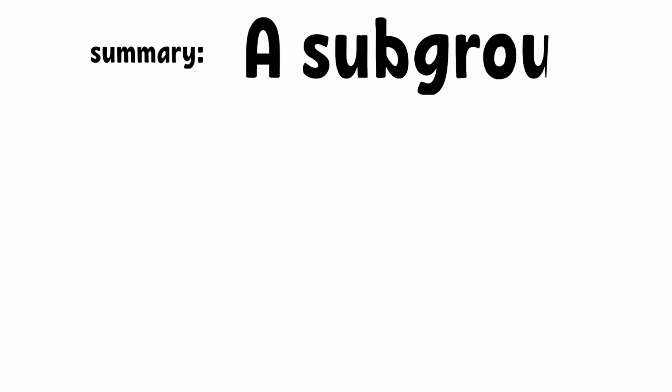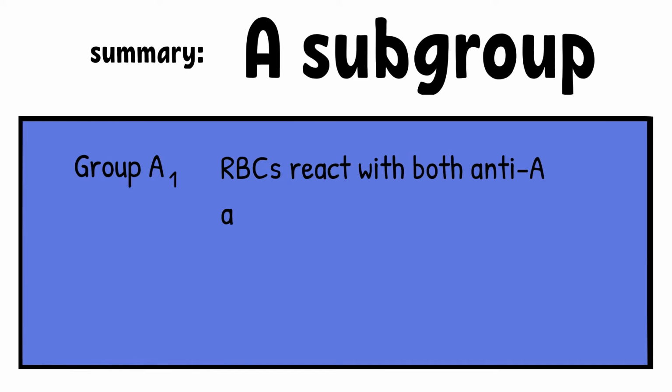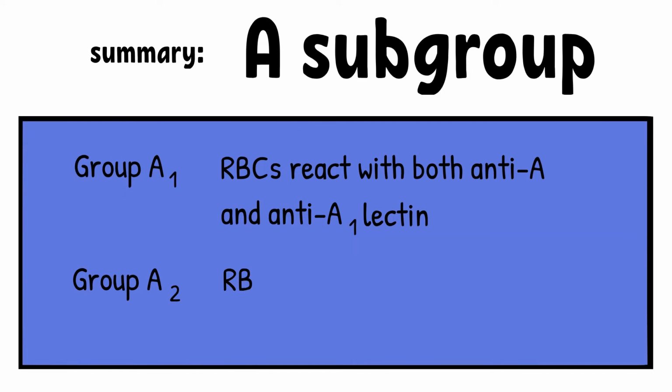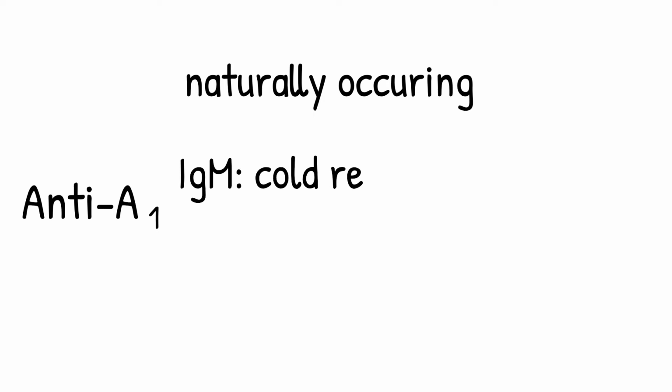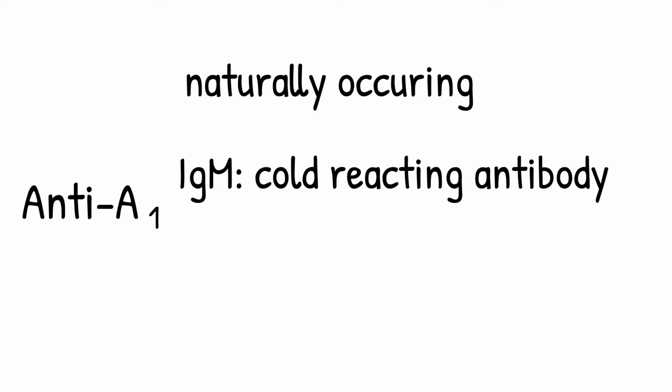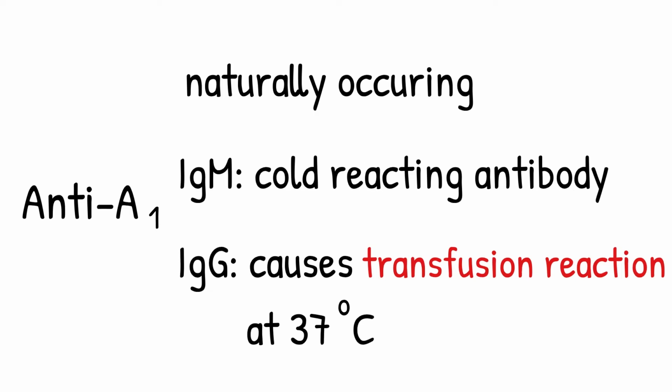In short, group A1 RBCs react with both anti-A and anti-A1 lectin. Group A2 RBCs react with only anti-A and not anti-A1 lectin. Anti-A1 is a naturally occurring IgM cold-reacting antibody, and if the individual only produces IgM, it is unlikely to cause a transfusion reaction. However, some individuals also produce IgG, which can cause a transfusion reaction at 37 degrees Celsius.